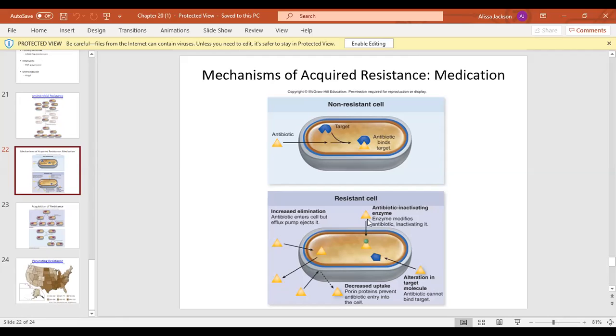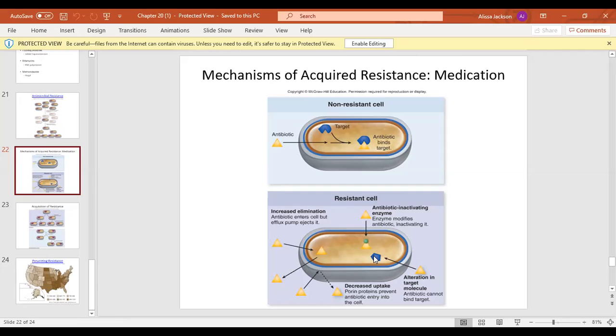So when it modifies the antibiotic, is that similar to it binding to the wrong target? Like looking at the top picture? Let's see, antibiotic target. Antibiotic binds target. Okay, so that's in a non-resistant cell and what normally happens. So what could happen, let's see, alteration in target molecule. So it could modify the target in some way, like chemically alter it to where it doesn't recognize the target anymore. So the bacteria could slightly mutate the binding site for the antibiotic, right?